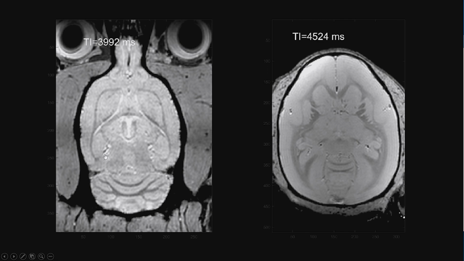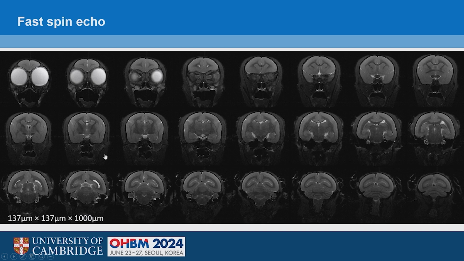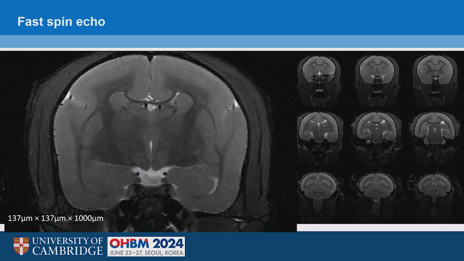Because of this, it's very common to use fast-spin echo or sequences like that. So these images, again from a marmoset, you can get in just a few minutes, and they look really nice. These are relatively long TR. It's just a bit of T2 weighting, and you can see the contrast largely driven by proton density differences through the brain, and you can see good grey and white matter contrast. It looks really nice.